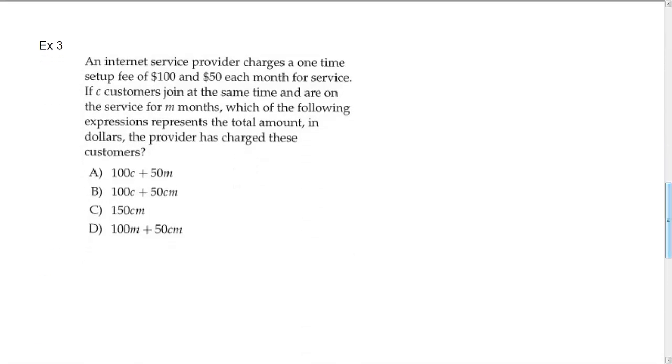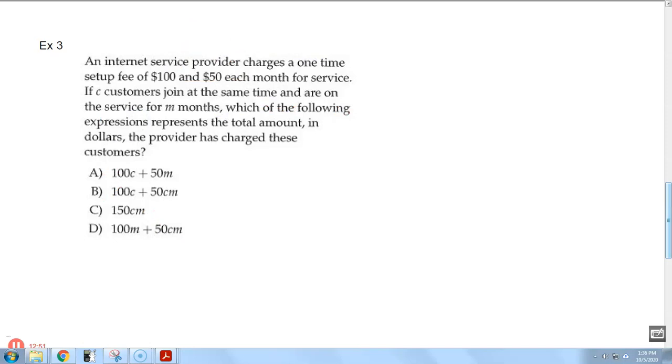It says, an internet service provider charges a one-time fee of $100. So we have a one-time fee of $100. Doesn't matter how many months you join, just one time, $100. And then you got to pay $50 a month. So $50 each month. So $50 per month.